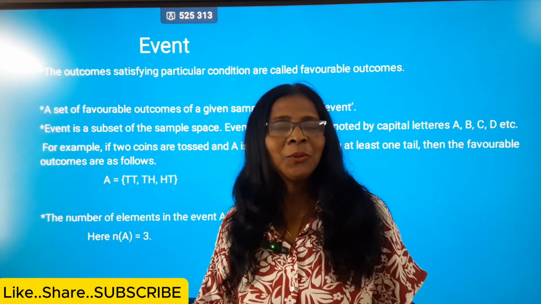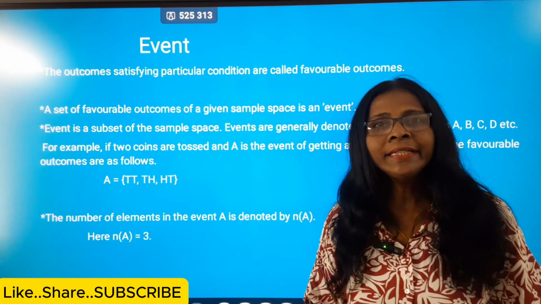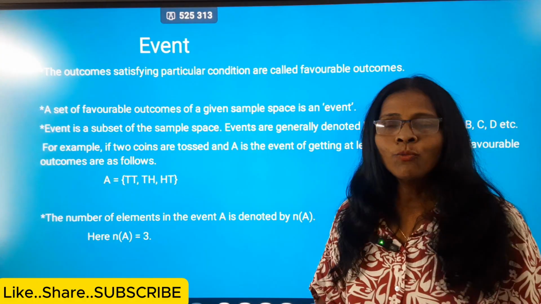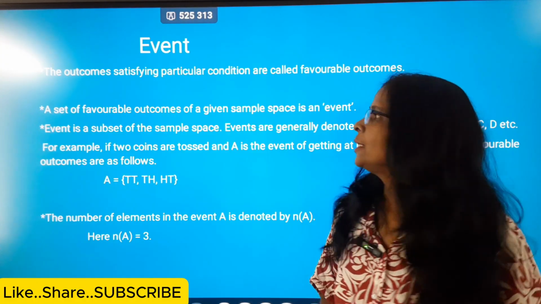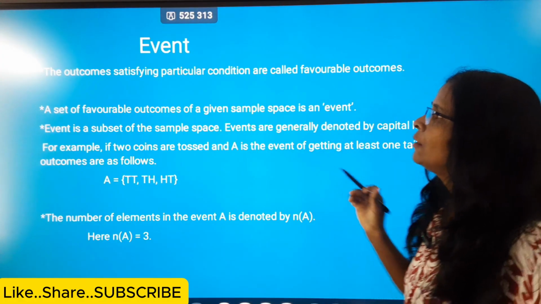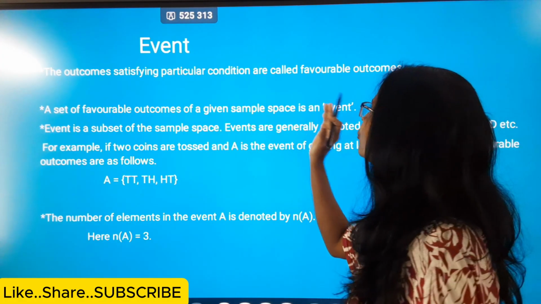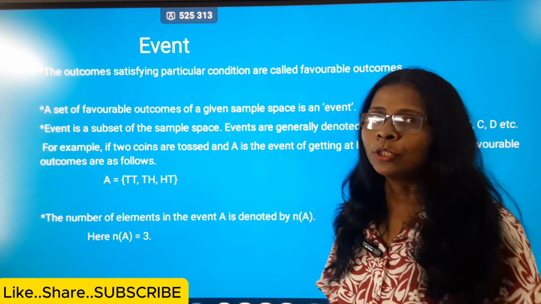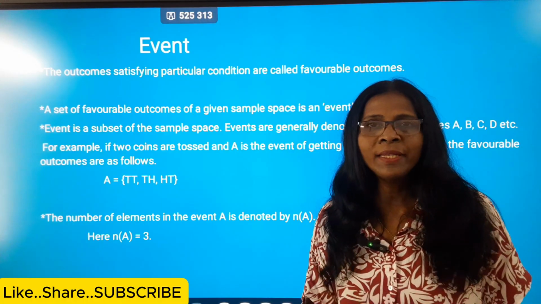Welcome students to the new topic, the event, in the chapter Probability. So what is the event? We know that the outcomes satisfying a particular condition are called the favorable outcomes. Yes students, that is a specific condition.